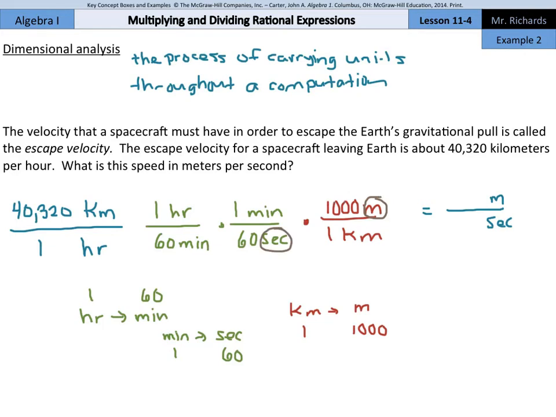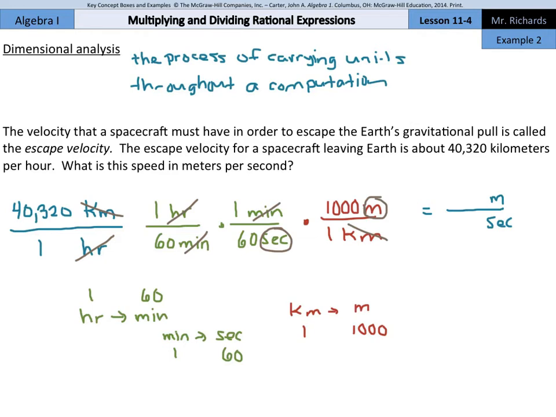And you can also then notice our hour unit cancels with the hour unit, 1 on top, 1 on bottom. This minute cancels with that minute, top and bottom. And then the kilometer cancels here with the kilometer. So all we're left with unit-wise are our meters and our seconds. And now we just multiply through.